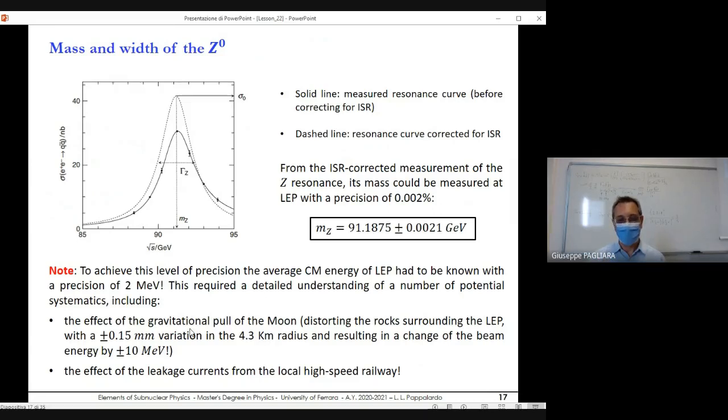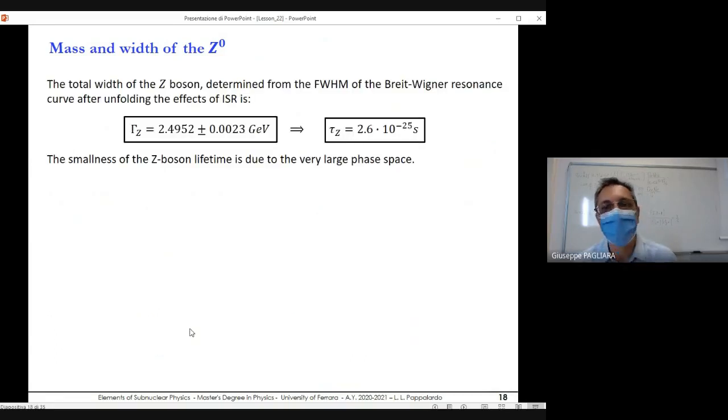Okay, so they were really clever. They made it. Now, not only did they derive precisely the mass of the Z, but also the decay width, the total width, which is of the order of 2.5 GeV, so it's very, very large. And a very, very large decay width corresponds to a very, very short decay time. The corresponding decay time is of only 2.6 times 10 to the minus 25 seconds.